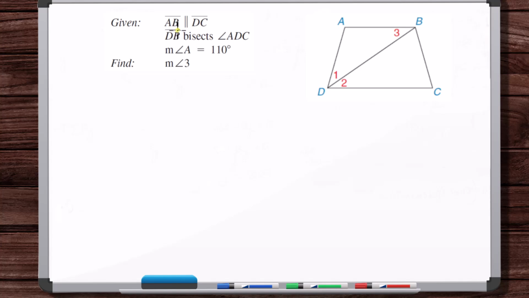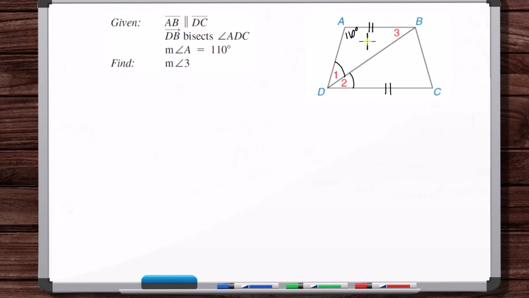Okay, given that segment AB is parallel to segment DC, so these two are parallel, and ray DB bisects angle ADC. So here's ADC, here's ray DB, and ray DB bisects this angle. So that means angles 1 and 2 are congruent. All right, and then the measure of angle A is 110 degrees. Find the measure of angle 3.